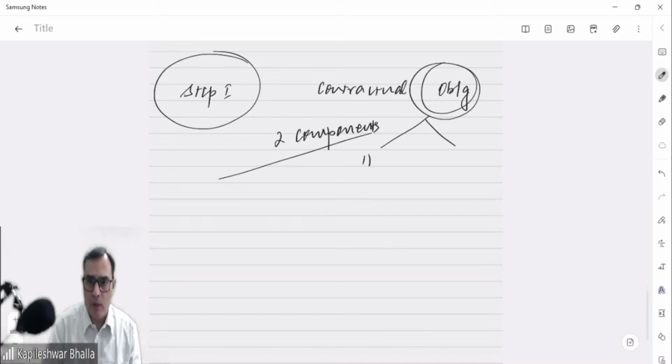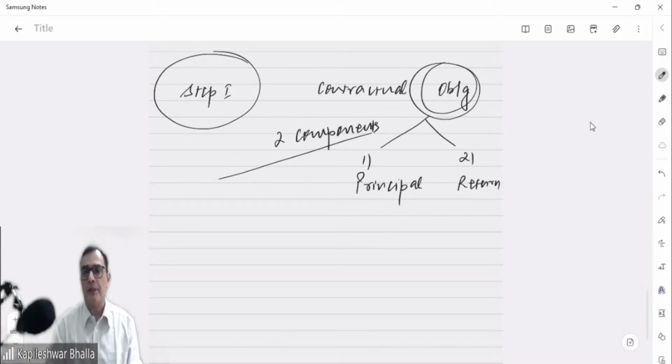Component number one is the principal repayment. And component number two is the return element. The return, in the sense, the return in the form of interest, the return in the form of dividends. So when I look at the concept of an obligation, you can say obligation has got two components. On a particular instrument which a company would issue, there is an obligation to pay the principal. There is an obligation to pay the return.